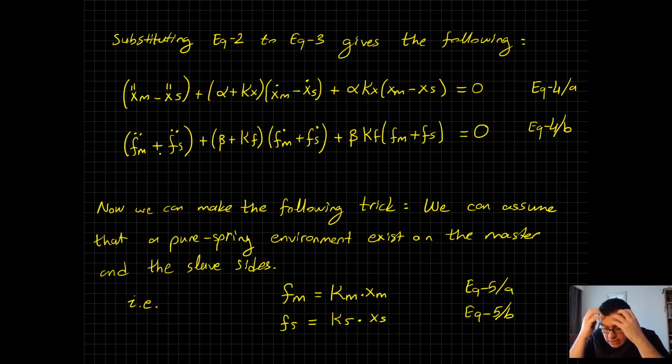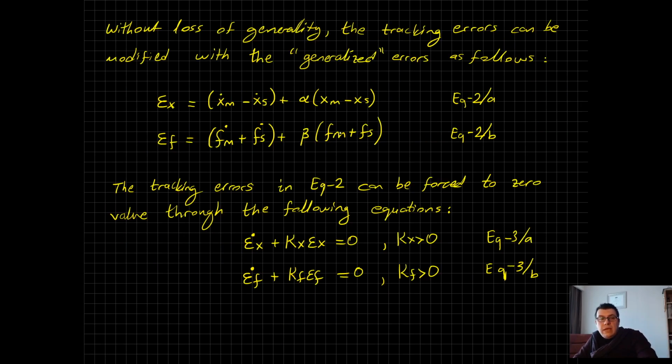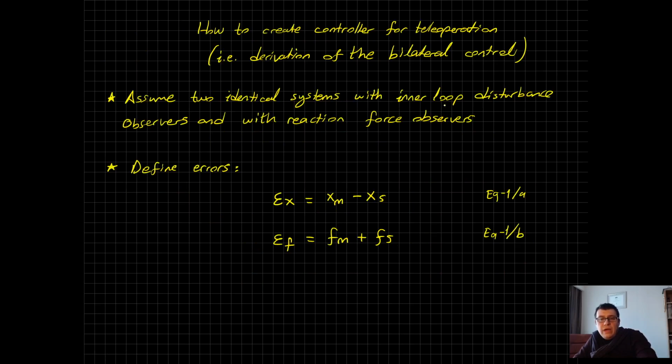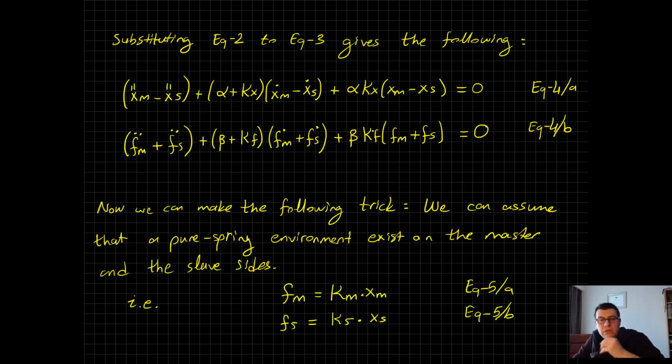Now you can ask a very simple question that's naturally existing in your minds. Why didn't we change F master dot and F slave dot, or F master and F slave, with these? Because in our system we are assuming that we have inner loop disturbance observers and reaction force observers, and we can, without loss of generality, assume that we are easily measuring the forces and the forces can be differentiated. This part is a little bit tricky.